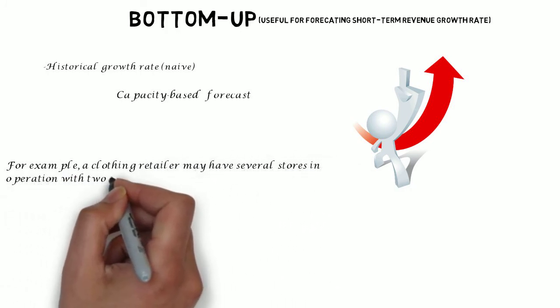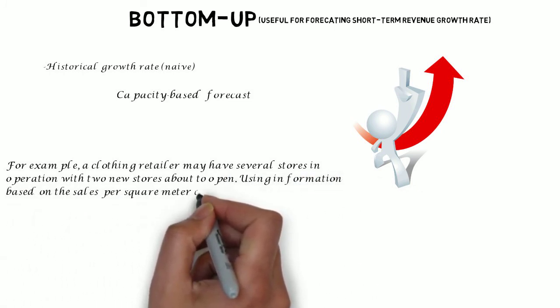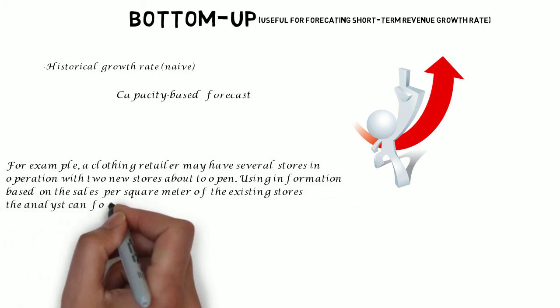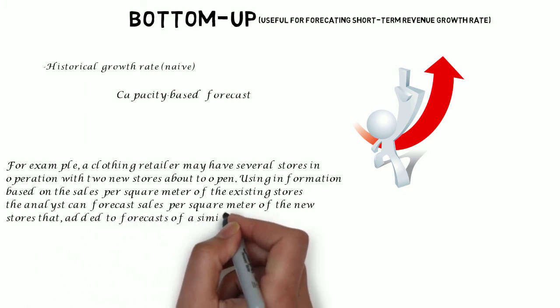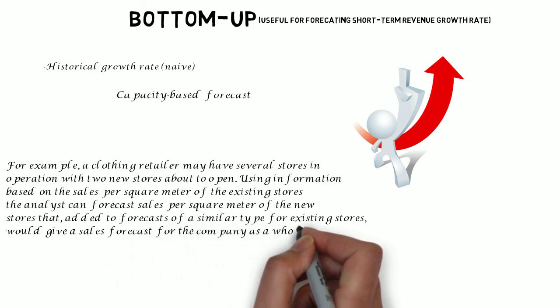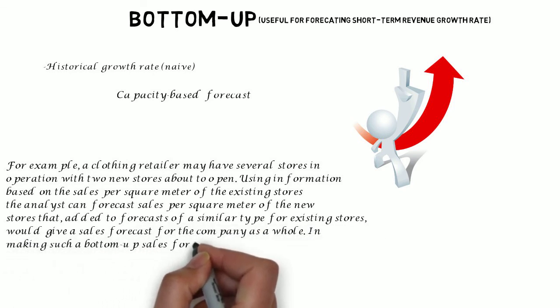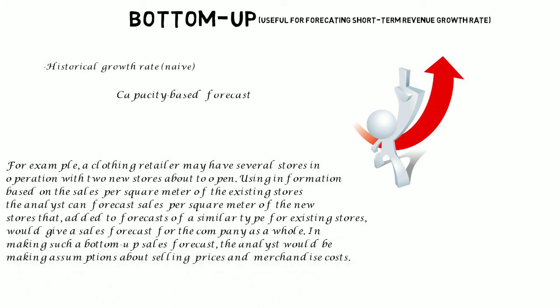Let's take an example of a clothing retailer who has several stores in operation with 2 new stores about to open. Using information based on sales per square meter of existing stores, perhaps during their initial period of operation, the analyst can forecast sales per square meter of the new stores that, added to the forecast of similar existing stores, would give a sales forecast for the company as a whole. In making such a bottom-up sales forecast, the analyst would be making assumptions about selling prices and merchandise cost. Forecasts for individual retailers could be aggregated into forecasts for the group, continuing in a bottom-up fashion.